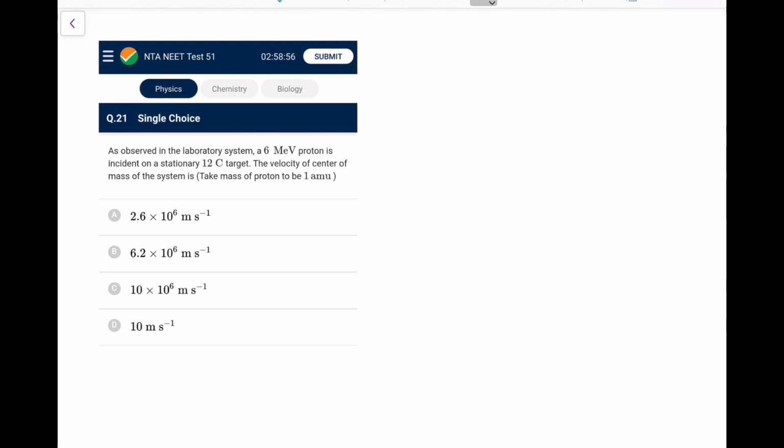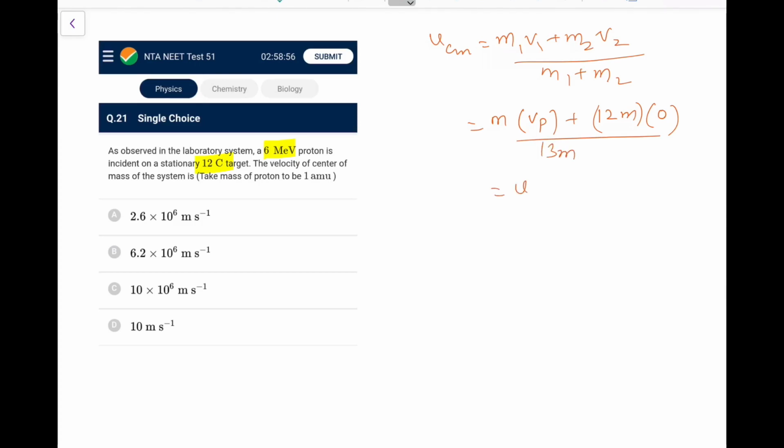Next one: as observed in the laboratory system, a 6 MeV proton is incident on a stationary 12C target. The velocity of the center of mass of the system is? Because the proton's kinetic energy is given, and we know VCM, we have that formula (m1 v1 plus m2 v2) over (m1 plus m2). So if I do this now, the mass of proton is m, into v of proton, plus the mass of 12C is 12m, that you can take approximately, no issues. This is 0, divided by 13m. So you have this Vp by 13.